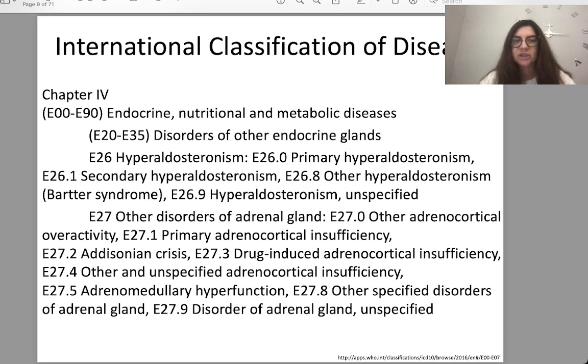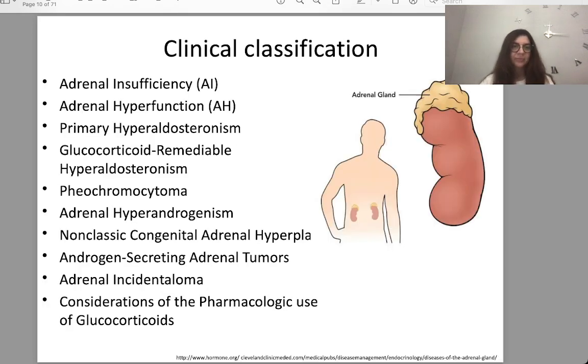Okay, in the International Classification of Diseases, we find them in chapter 4, endocrine, nutritional and metabolic disorders, and we code adrenal gland diseases in codes from E00 to E19. We can find it here. You see on the slide the separate diagnoses.